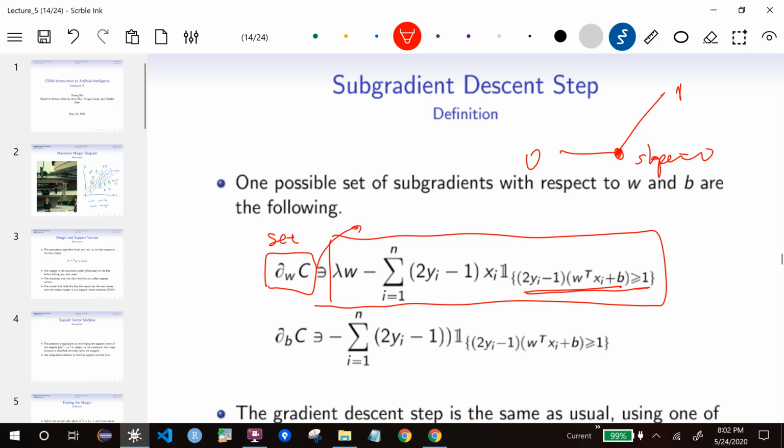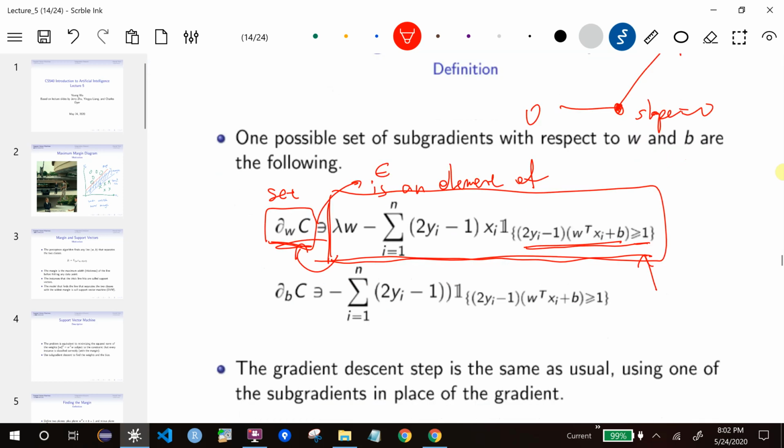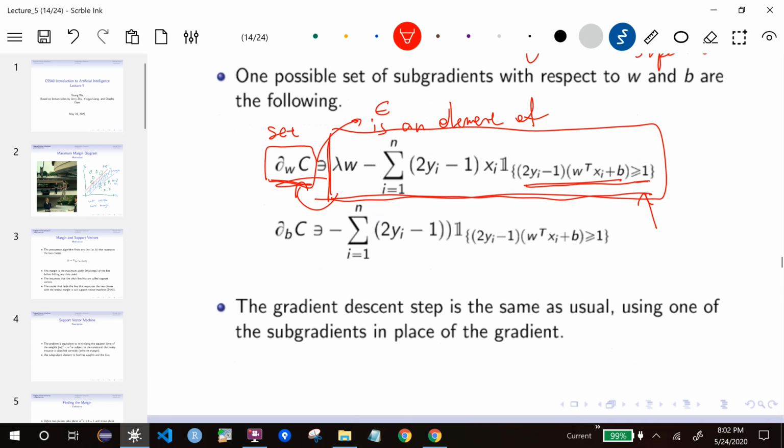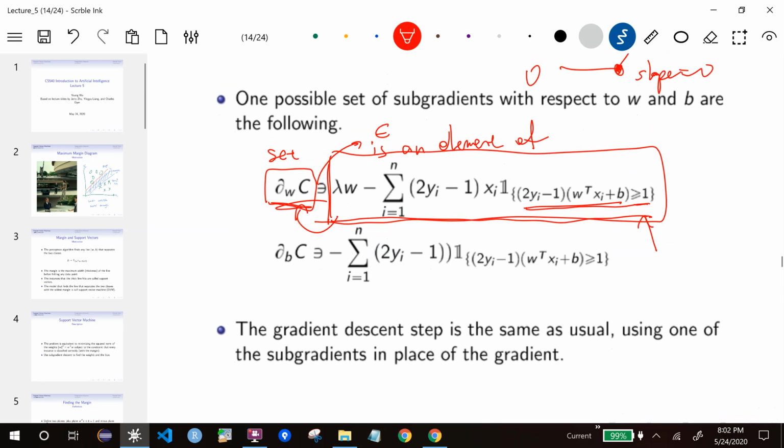The notation here is basically the opposite of this. This is an element of. So this is one possible subgradient among the many possible subgradients you could have. We're just going to use something simple. The same thing applies for the derivative with respect to the bias, and we are actually not going to use the bias, so I'm not going to spend time talking about this.